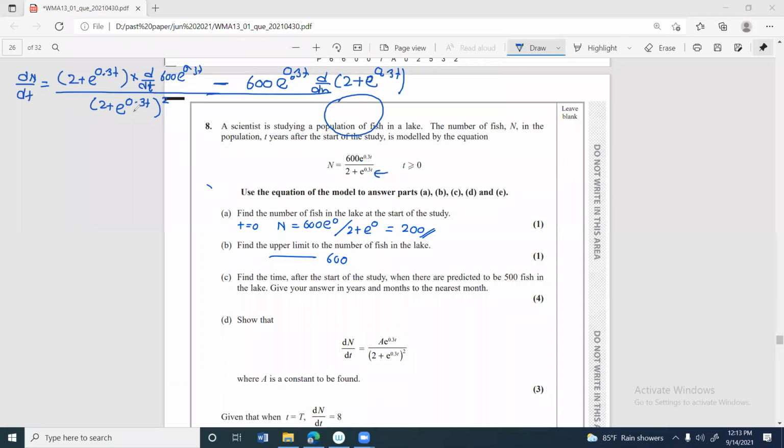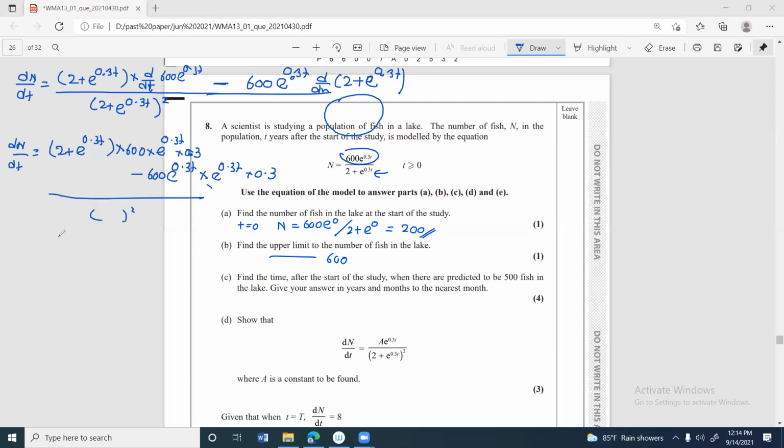Square the denominator and keep the denominator and differentiate the numerator. And then keep the numerator and differentiate the denominator. That's the format of it. So if you do this, you can turn up to dn over dt is (2 plus e to the power 0.3t) times 600 e to the power 0.3t differentiation, which is e to the power 0.3t into 0.3, minus 600 e to the power 0.3t into differentiation of this, which is e to the power 0.3t into 0.3, divided by this one squared. I'll just write it later.